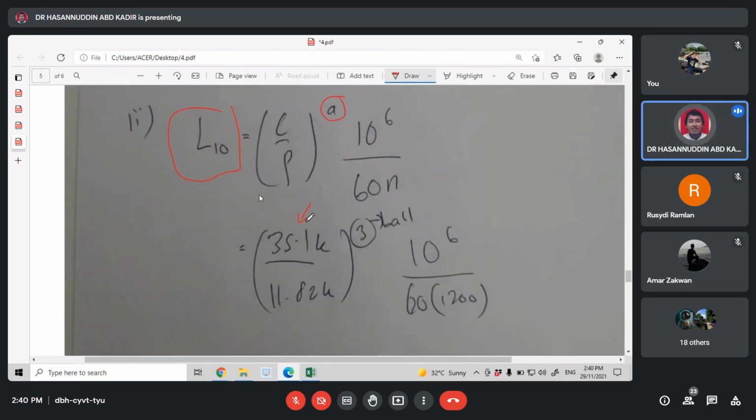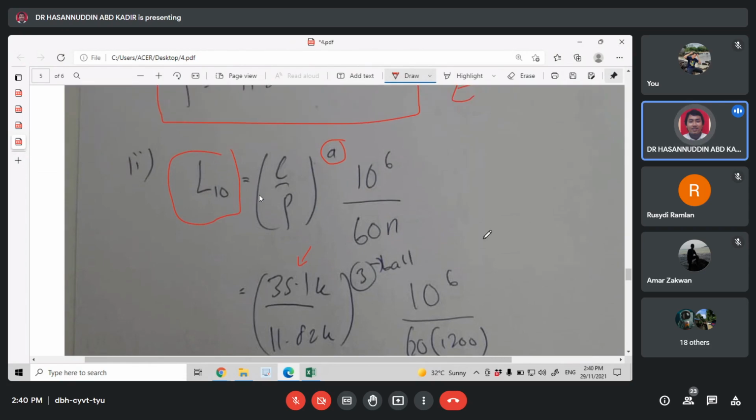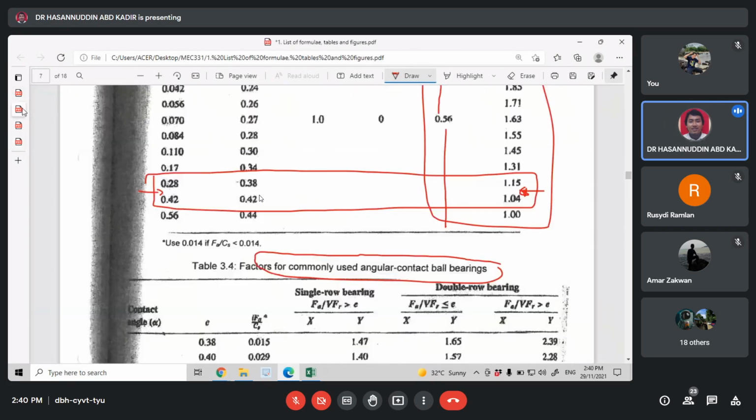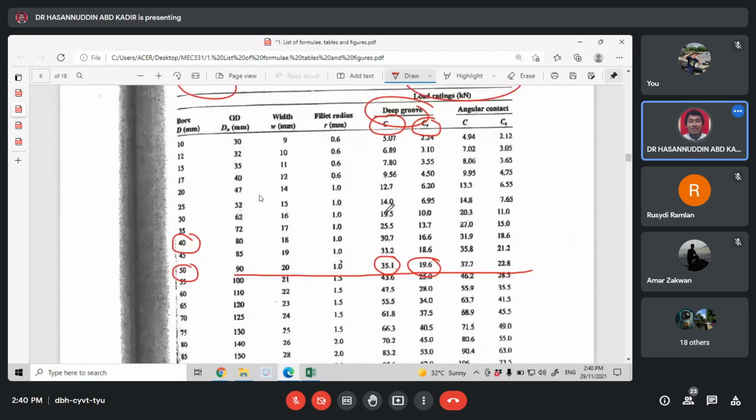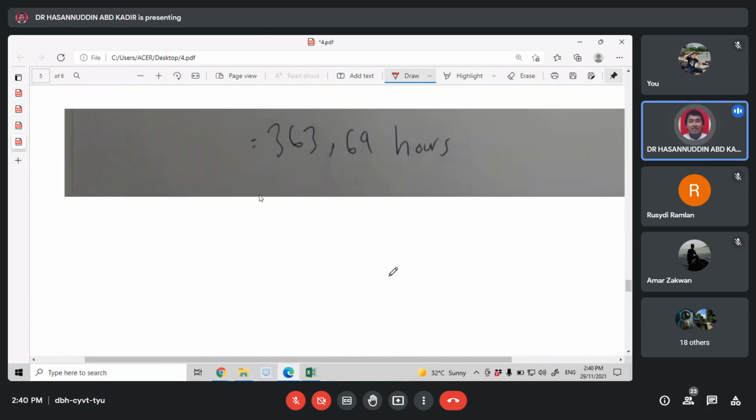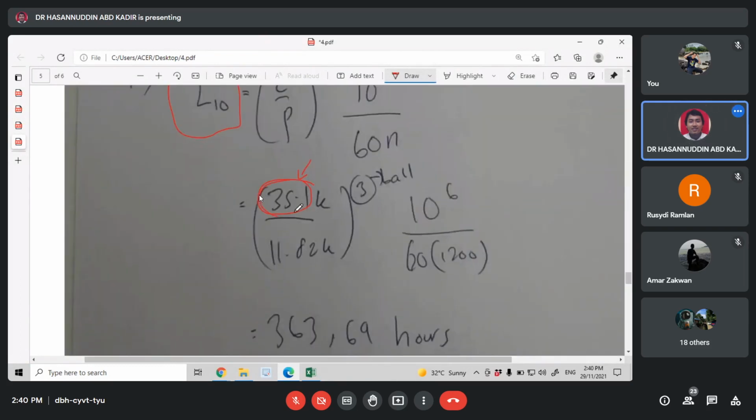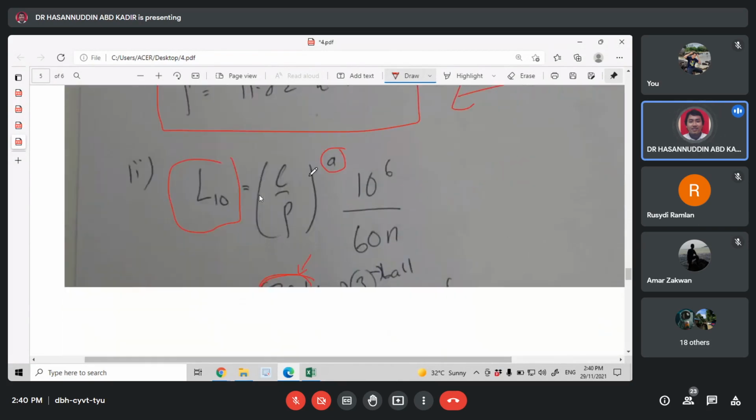C we get from the table in the upper part earlier. Okay, which table was it? Because of 50 mm, we get the value of 35.1 for the C. Okay, and then the P you get from the formula. This one you get from the upper part, the difficult part.